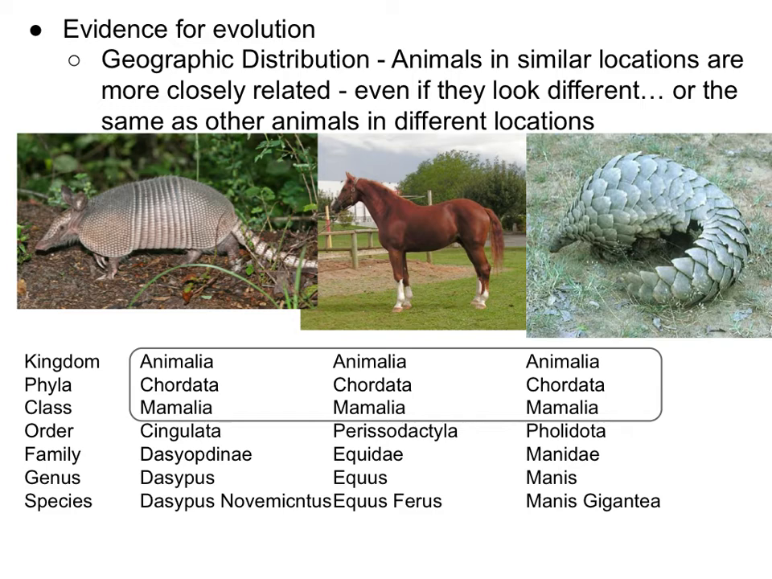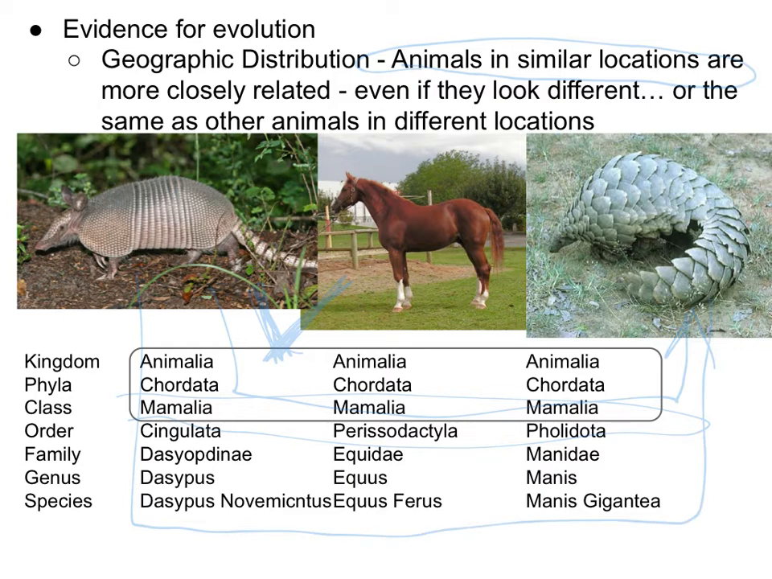And additionally, we have animals that basically have lived in similar locations that are more closely related, even if they look very different. So, for instance, the armadillo and the horse are more closely related than the armadillo and the pangolin, even though I understand they're all in the same class here. But it just is this really kind of interesting phenomena. So this is an example here of analogous traits. The armadillo and this pangolin look the same because they have the same functions. They live in similar environments, not because they are particularly closely related to each other.